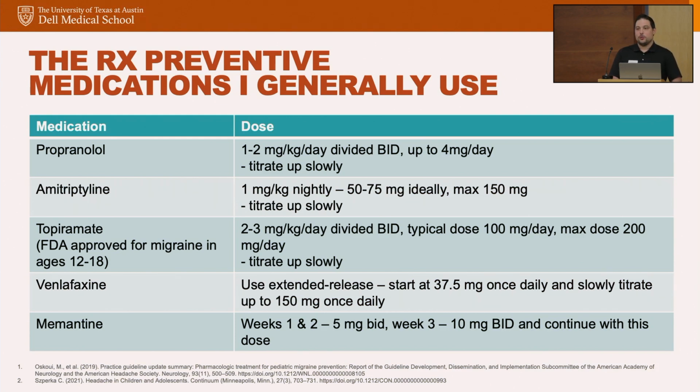If I have a patient who is overweight or obese, I may use topiramate, as this can cause decreased appetite and lead to weight loss. Say I have a patient who has some depression, I may start venlafaxine. Or if I have a patient who is a little bit anxious, I may start propranolol.